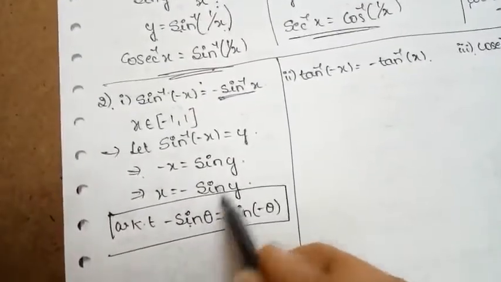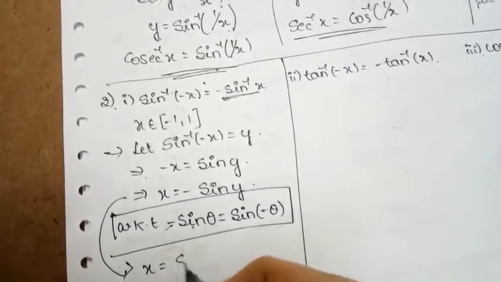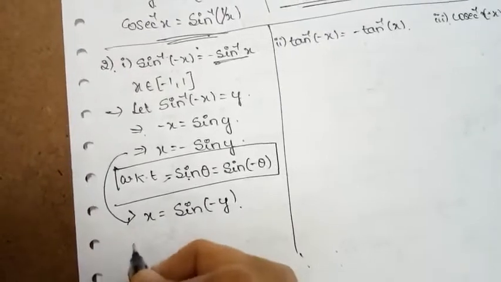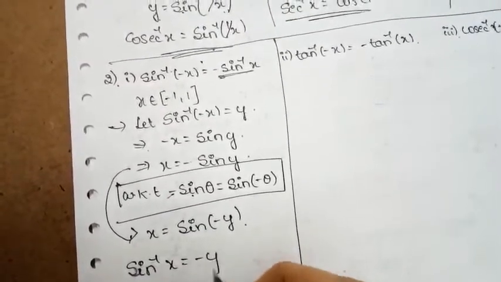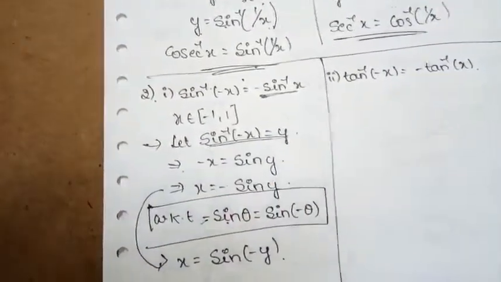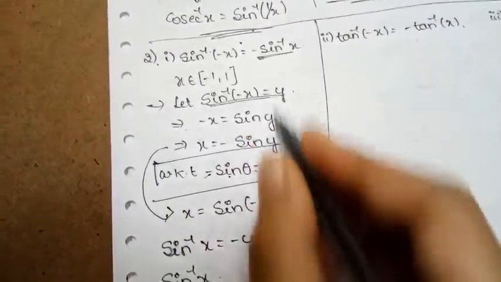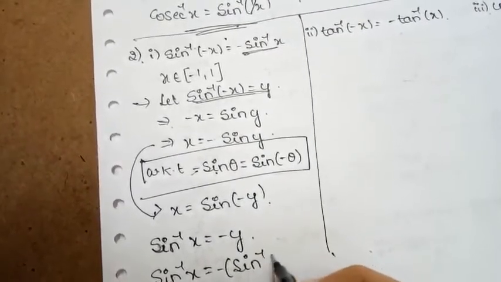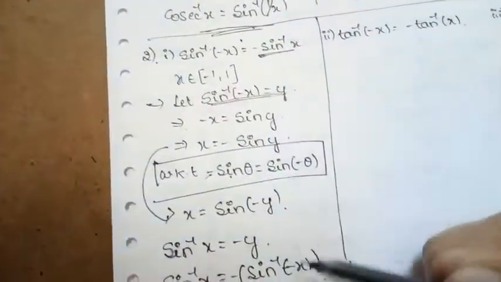So what happens now? Minus sine y becomes sine of minus y, so x is equal to sine of minus y. Now this implies sine inverse x is equal to minus y. What is y here? That is nothing but sine inverse of minus x. So replacing y by the given value, sine inverse x is equal to minus sine inverse of minus x. Is this the thing which we required?